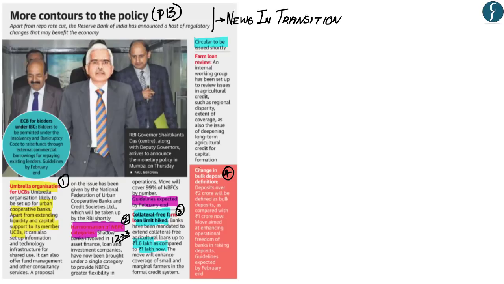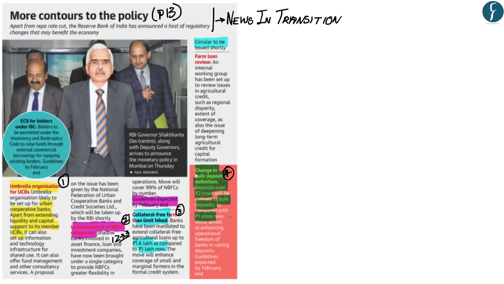Now the fourth news is about the change in bulk deposit definition. Earlier, a deposit of rupees 1 crore was considered a bulk deposit, whereas the RBI is now going to change this, whereby deposits over 2 crores will be defined as bulk deposits.